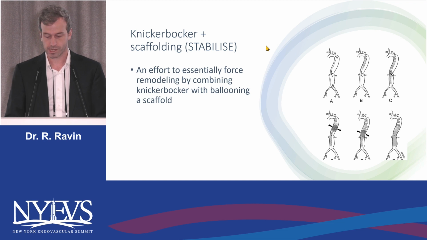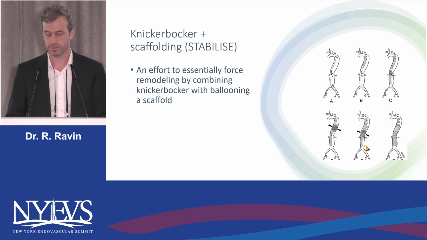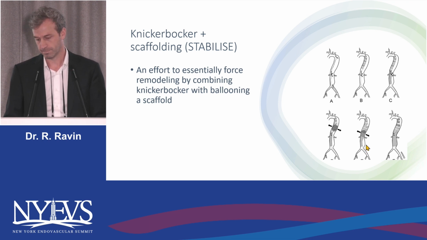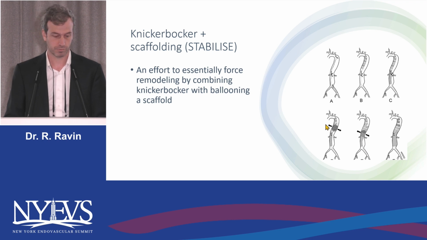So the knickerbocker has now been combined with this new technology where there is a bare metal scaffold placed in the visceral segment, which is a Cook device. And essentially the way the stabilized technique is described is exactly what I just told you about a knickerbocker, but after you do that, you then balloon fairly aggressively within the visceral segment, which sounds terrifying, but apparently you can obliterate that false lumen within the visceral segment and really kind of force positive remodeling.